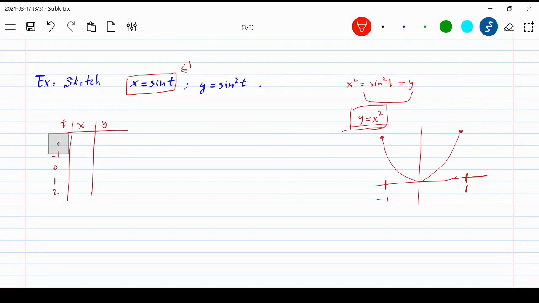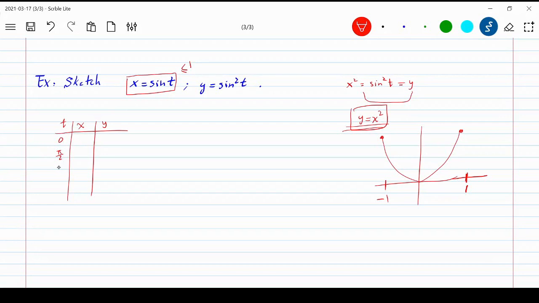So these numbers are not good choices because you're dealing with sine. So maybe pick something like pi over... you're allowed to pick more angles, but let me start with a positive angle: 0, pi over 2.